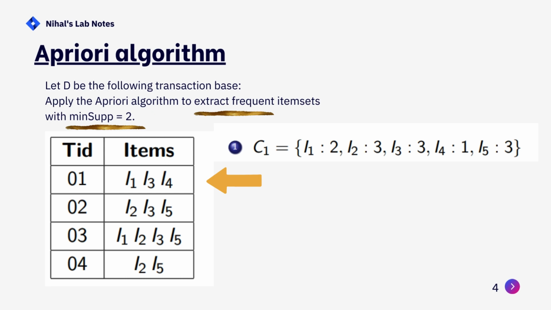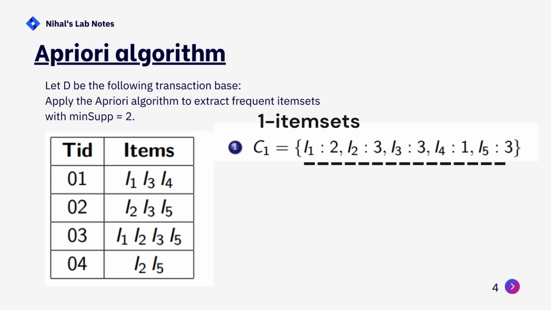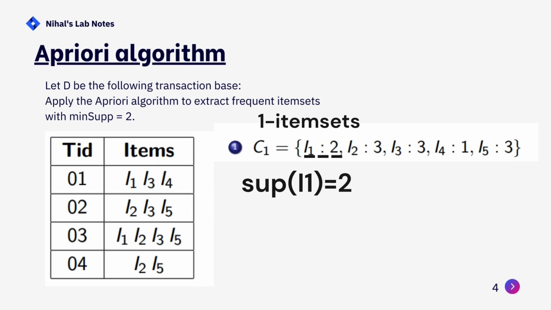Now let's apply the Apriori algorithm. We are going to start with item sets that have a size of 1. So C1: we are going to take I1, I2, I3, I4, and I5 and calculate the support of each of them. So we are going to see the support of I1.